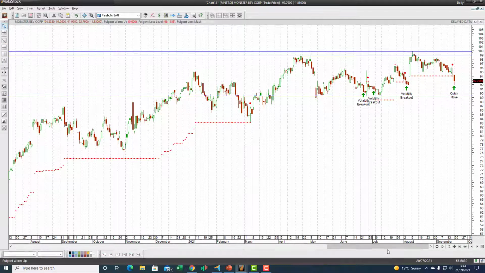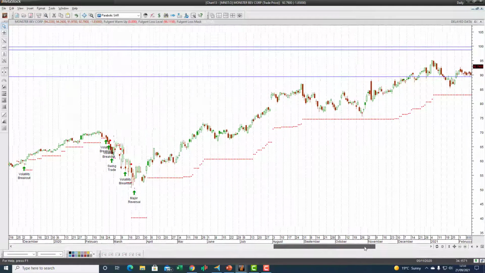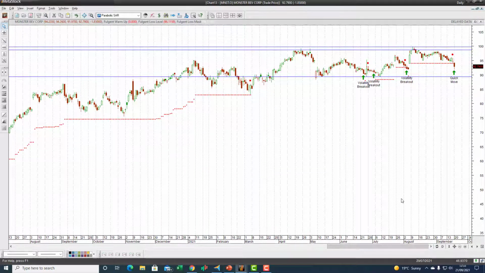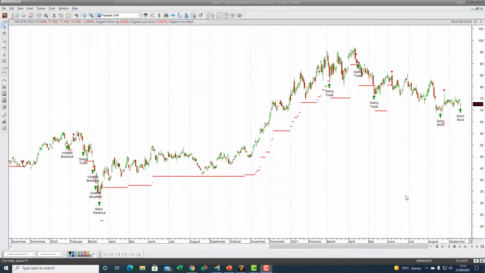So also another one where you can see the previous trend captured a very major market reversal. A fantastic trade there. We like those major market reversals because you can stay in a trade for much longer. But Monster Beverage, quick move there, 3-day trade, out on the 4th day in around those old resistance levels is your trading strategy there.